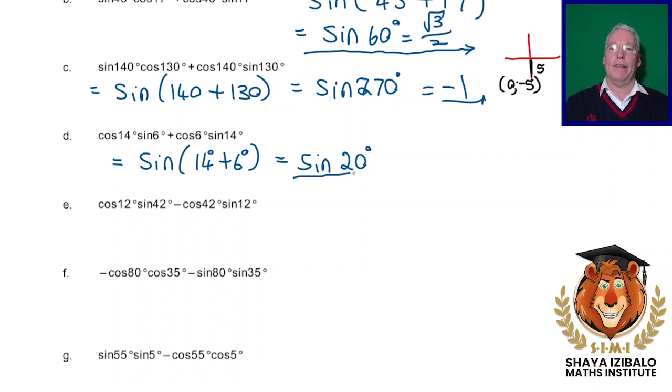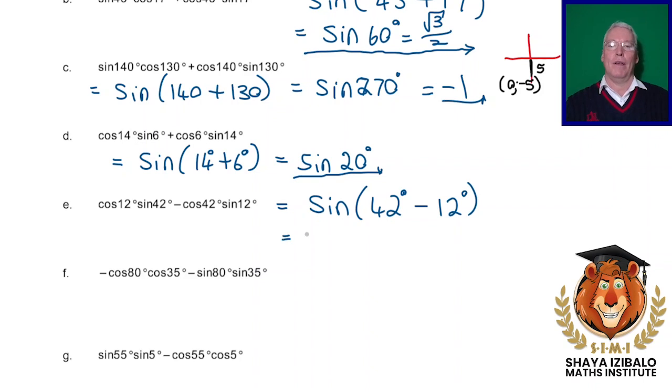The next one is a cos one. No, it's not. Sorry, it's also sine cos. So it's sine 42 cos 12 minus cos 42 sine 12. This is in fact sine of 42 degrees minus 12 degrees, and that is sine of 30 degrees. That's a special angle, and sine of 30 degrees is a half.